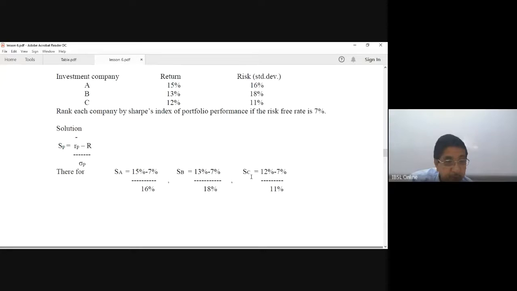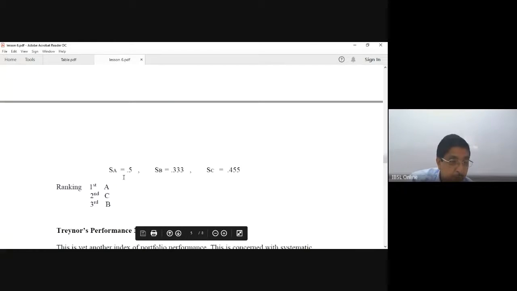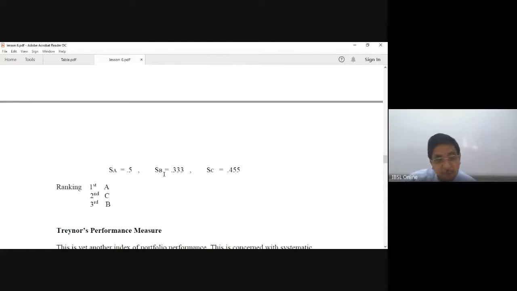And for company C, 12 minus 7 divided by 11. And the values will come as, for investment company A, the Sharpe's index is 0.5. For investment company B, Sharpe's index is 0.333. For investment company C, the Sharpe's index is 0.455.